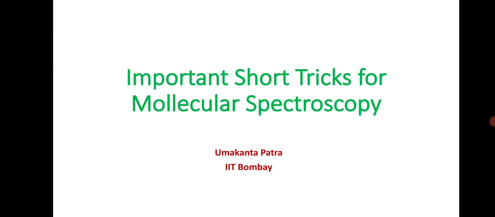So this video is all about the important short tricks for molecular spectroscopy. In the previous video, I mentioned the important short tricks for the atomic section of atomic molecular physics, and this video will be about molecular spectroscopy. Basically, in molecular spectroscopy, we have three important spectroscopies: rotational spectroscopy, vibrational spectroscopy, and Raman spectroscopy. I will discuss the most focused points of these spectroscopies.